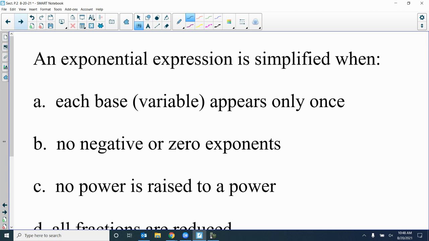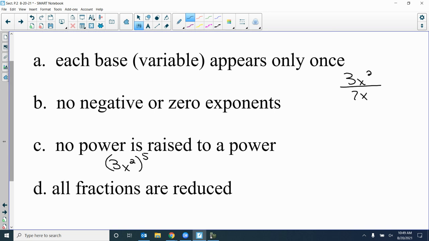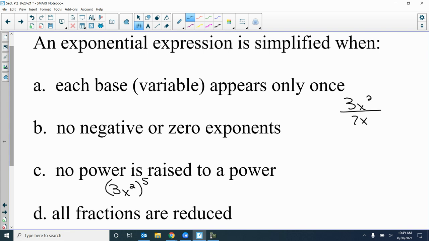Each base appears only once. You cannot have an x in the numerator and denominator. You cannot say an answer is 3x squared over 7x because it can be simplified. Okay, each variable appears only once. No negative or zero exponents. Everything has to be positive. You can never have a zero exponent. No power is raised to a power. So you cannot give me an answer of 3x squared all to the 5th power because that can be simplified. And then fractions are reduced. Okay, so those are kind of the key. Base appears only once. No negative or zero exponents. No power is raised to a power, and all fractions are reduced.